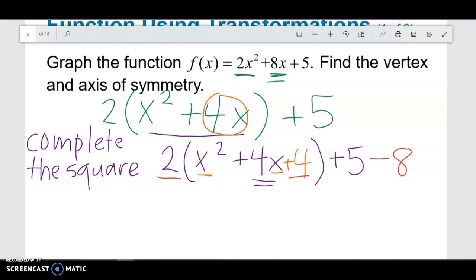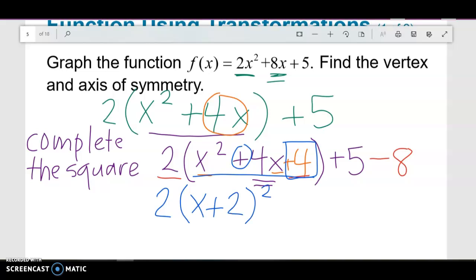So what I'm going to do is I'm going to have 2. All right, that's my a value in vertex form. Okay, now we're going to factor this perfect square trinomial. I'm going to have the square root of my first term, the sign of my second term, and the square root of my constant, or my last term. Then I'm going to square that binomial. So this is factoring a perfect square trinomial. All right, so again, we've dealt with completing the square, perfect square trinomial, and factoring a perfect square trinomial.